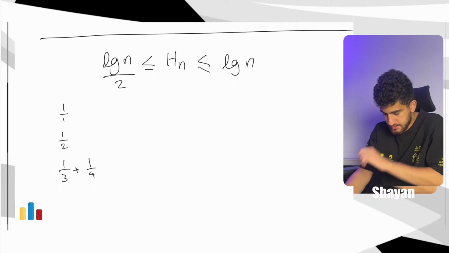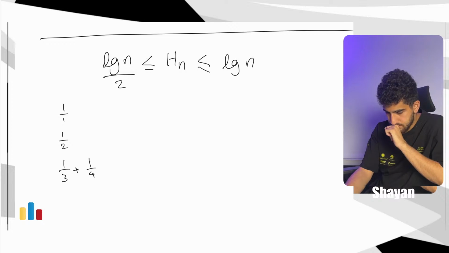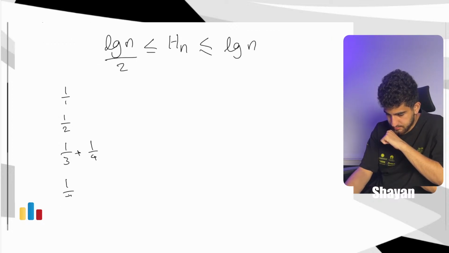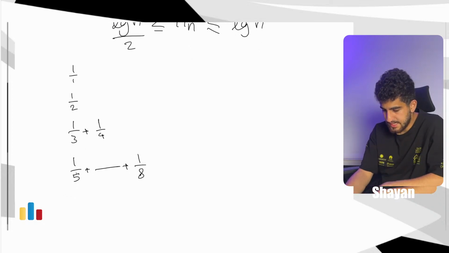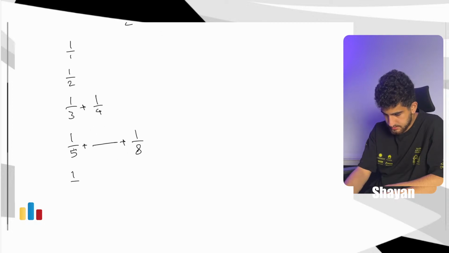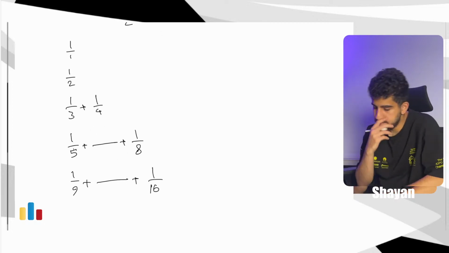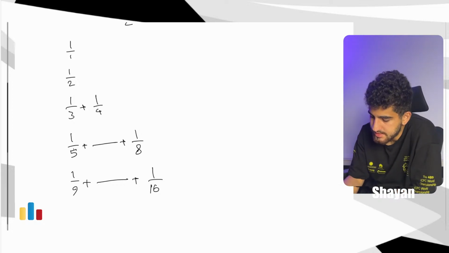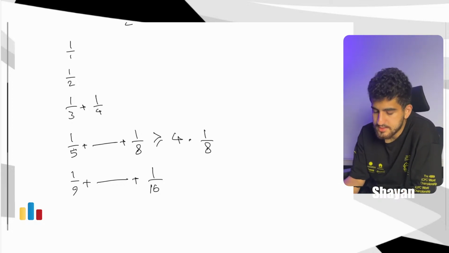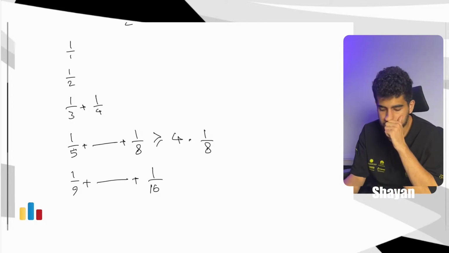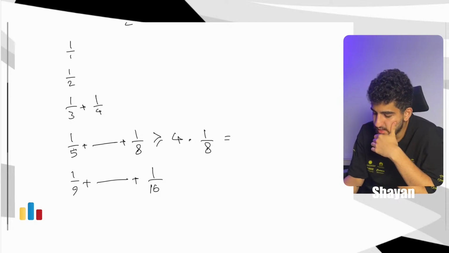One of them is 1 over 5 to 1 over 8. So this time, as you see, the last number is the power of 2. 1 over 9 to 1 over 16, and so on. And the point is that you can easily show that in each group, for example, in here, you have 4 numbers. Each of them is at least 1 over 8. The last number is 1 over 8. So this is at least 1 half.